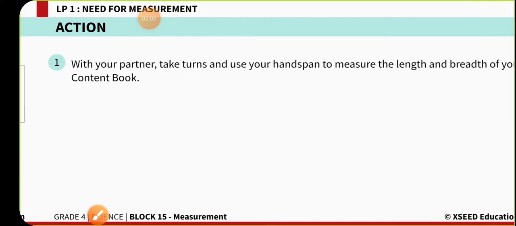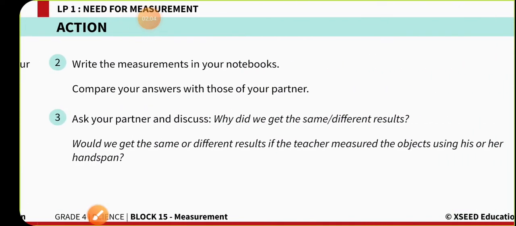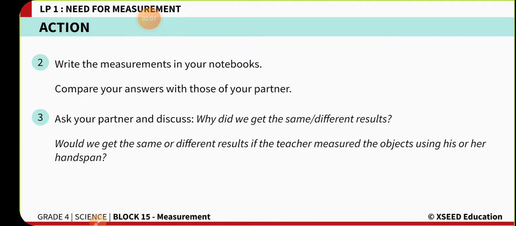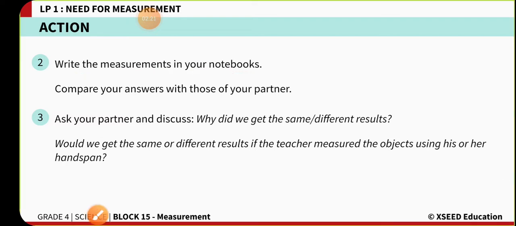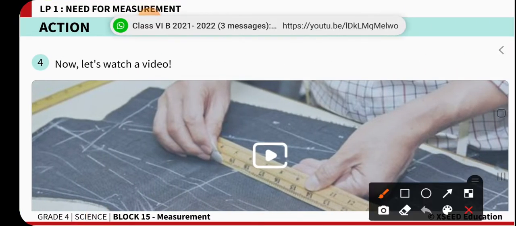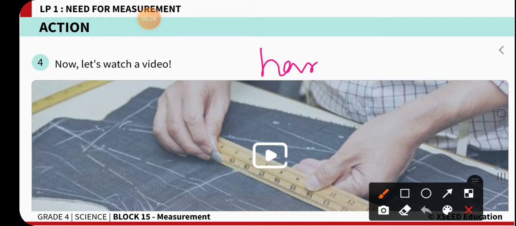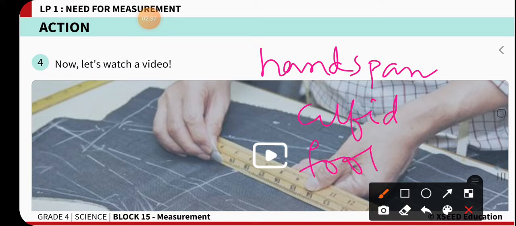To understand today's class, let's do a small activity, children. In that activity we are trying to measure the content books, your workbooks. How are you going to measure? We are going to measure the content books and your workbooks with the help of non-standard units, like by using a handspan, by using a cubit, and a foot. These three are called your non-standard units of measurement.